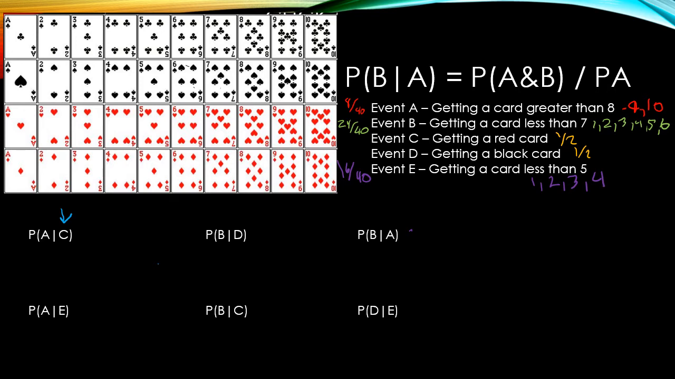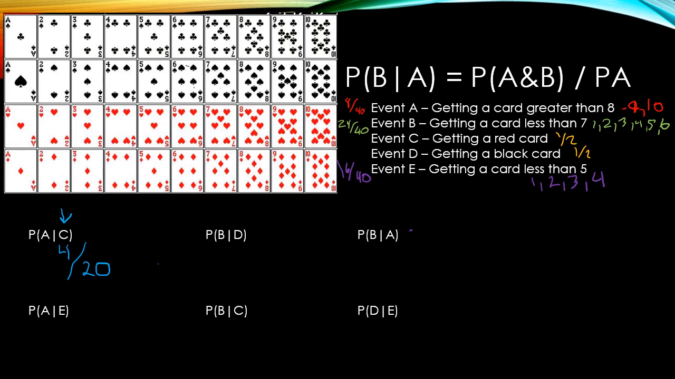So probability of event A given C. The given event is that we get a red card. All right, so I know that my denominator, or my pool that I'm choosing from, is out of 20. Event A is getting a card greater than 8. So I know that that's 9 and 10. So 9 and 10 in hearts and diamonds is 4 out of 20.